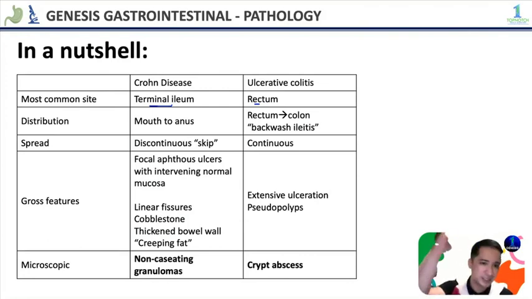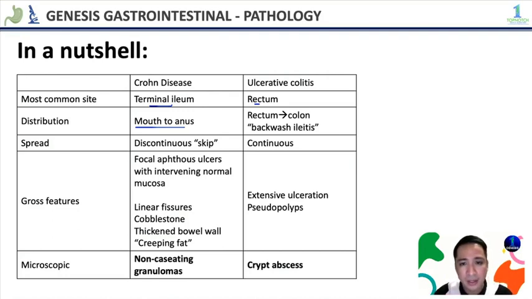Distribution of Crohn's disease: mouth to anus. For ulcerative colitis, we have rectum to colon, so that's proximal in distribution. There is discontinuity with Crohn's disease; there are skip lesions. Sa ulcerative colitis, walang skip lesion. Continuous yan. Gross features: commonly, your Crohn's disease presents with aphthous ulcers with intervening normal mucosa, kaya nagkakaroon ng cobblestone appearance.